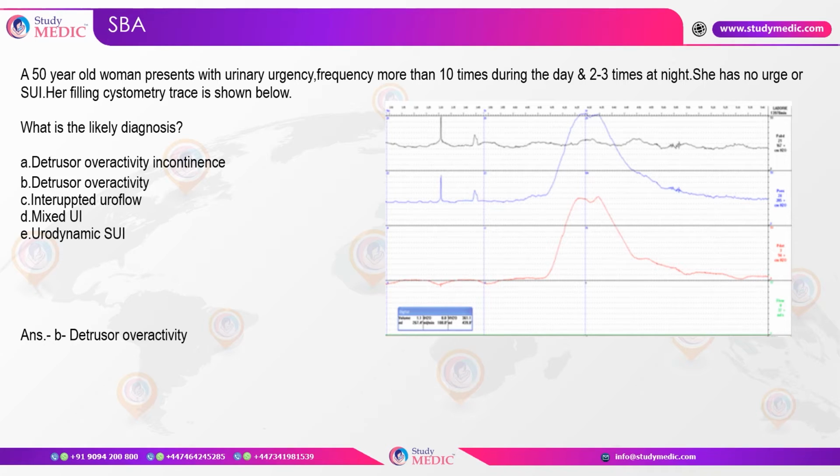Okay, there is no incontinence, no leak is marked, so it is not detrusor overactivity incontinence, it is only detrusor overactivity. Whenever you see that there are contractions in the detrusor muscle, it is always detrusor overactivity. It is not overactive bladder because this is a urodynamic diagnosis.